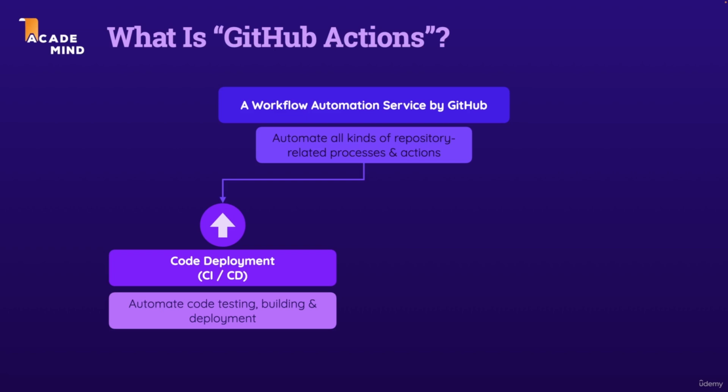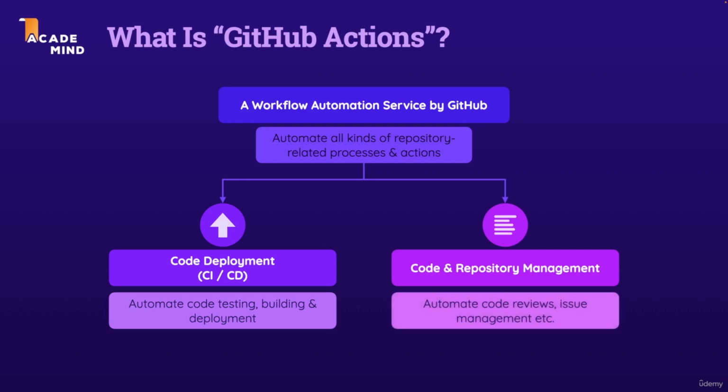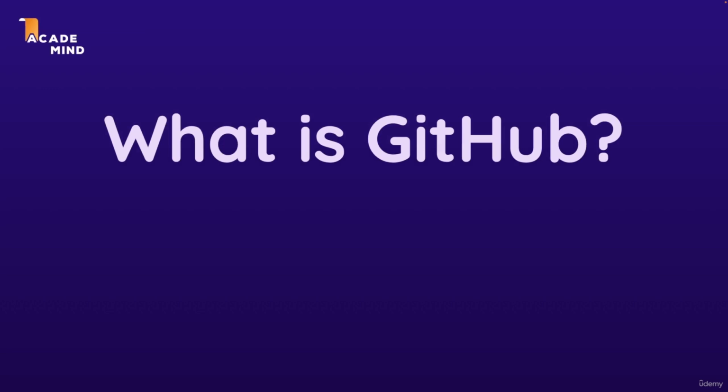But it's not the only kind of workflow or process that can be automated with GitHub Actions. Instead, GitHub Actions also helps you with code and repository management. It can help with automating code reviews or issue management. But to better understand this second group of workflows, it's important to understand in detail what GitHub is really about. So, what is GitHub all about?